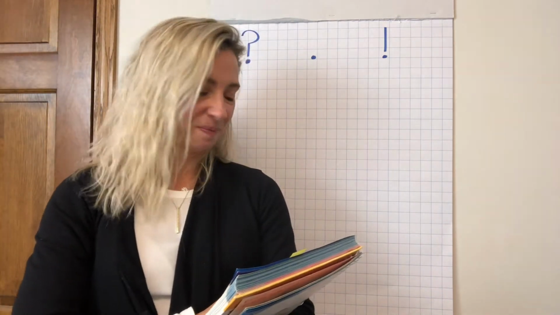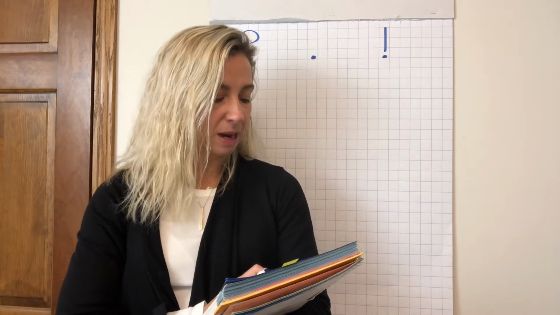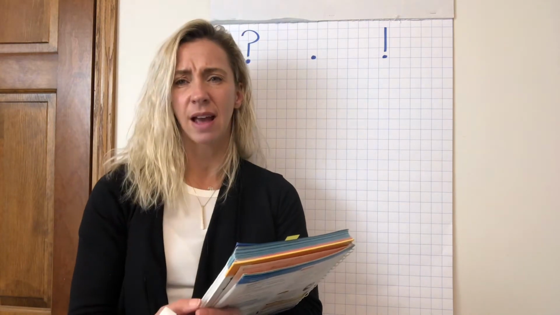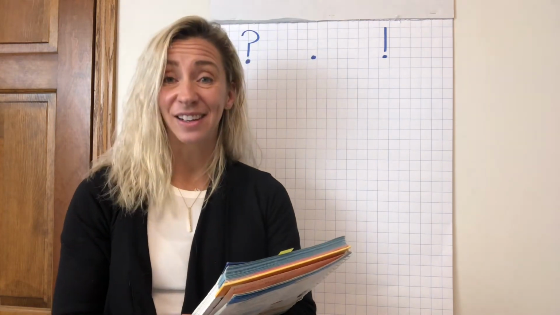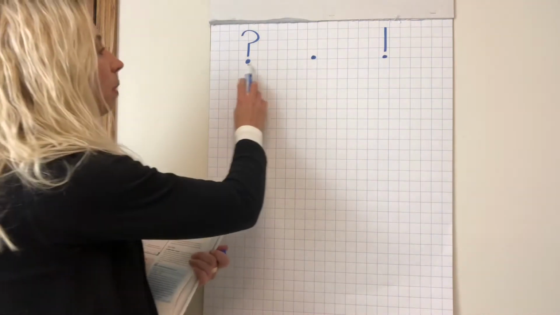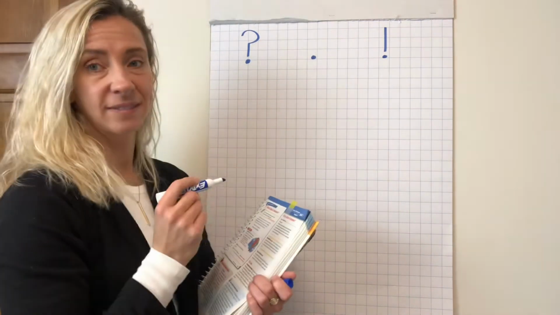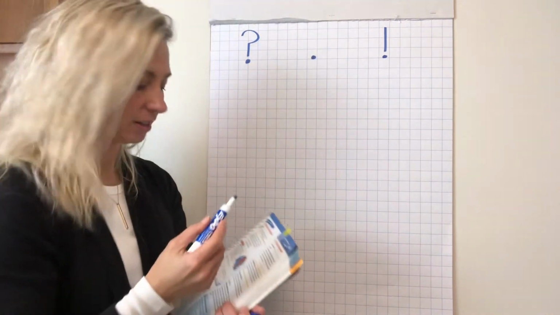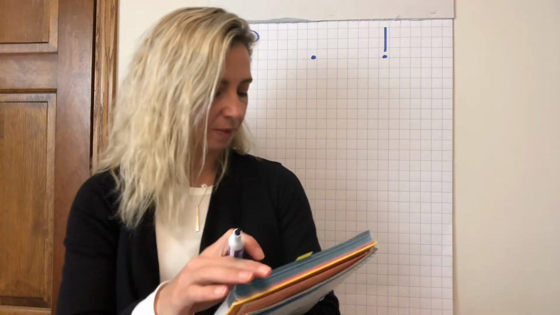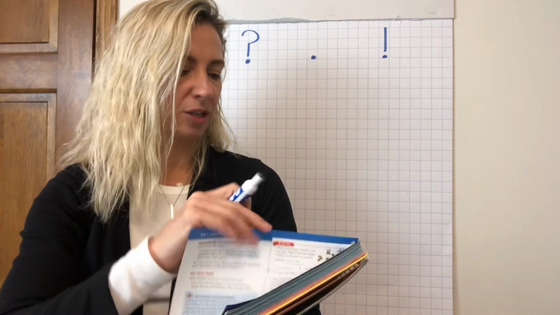Read it with me. The balloon has many colors. Is that telling or asking? The balloon has many colors. It's telling. Good. It's a telling sentence. What punctuation would I need here? Because I was telling something, I use a period. Good job. All right. It says now write each sentence correctly. We're going to skip that today. Let's move on to the next page.